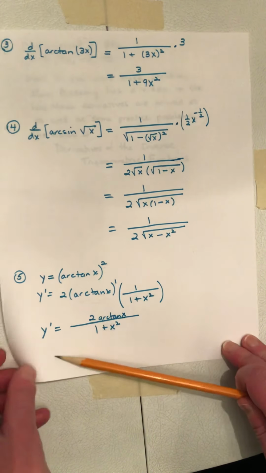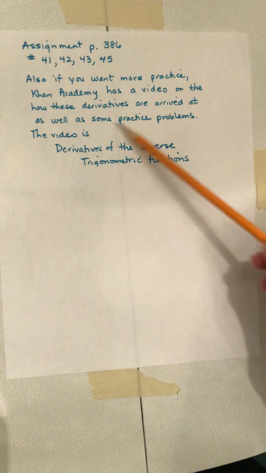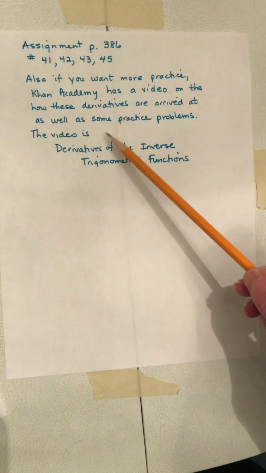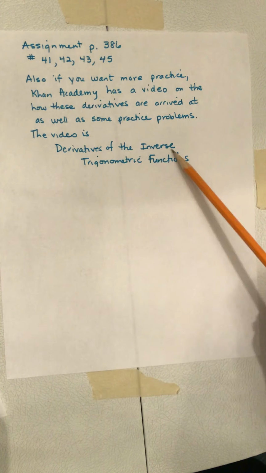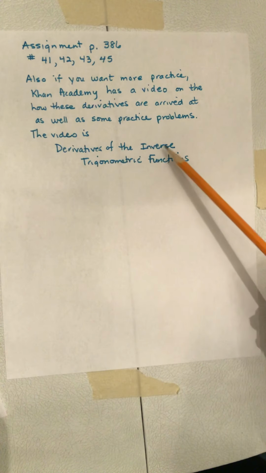Okay, so that's the lesson for today. I have an assignment on page 386, numbers 41, 42, 43, and 45. And if you want more practice, Khan Academy has a video on how these derivatives are arrived at, as well as some practice problems. You don't have to do those, but if you want more practice, or you want to see where those derivatives came from, the video is entitled Derivatives of the Inverse Trigonometric Functions. If you Google that, you'll come up with that Khan Academy video.